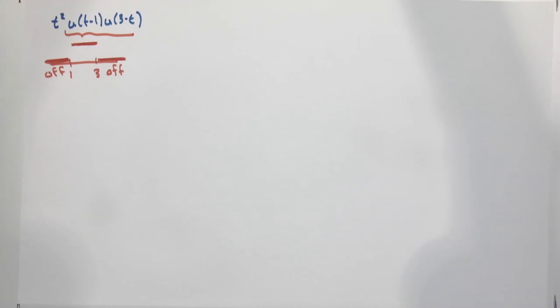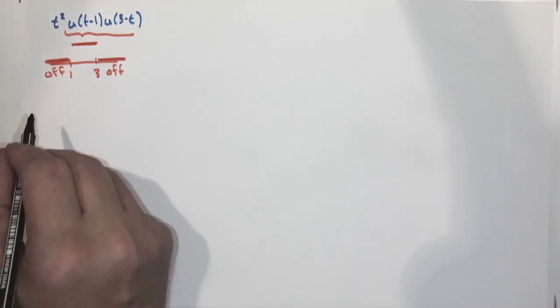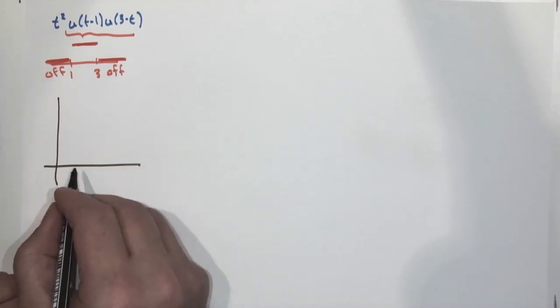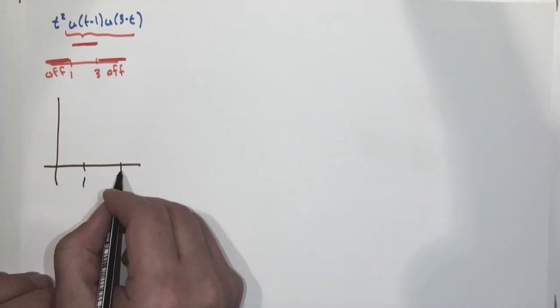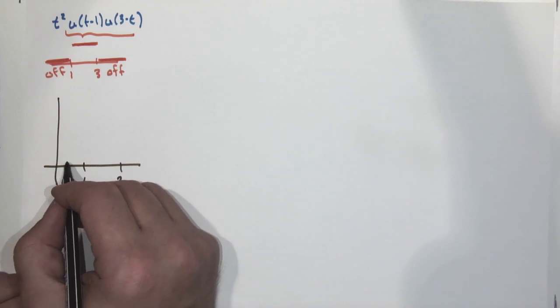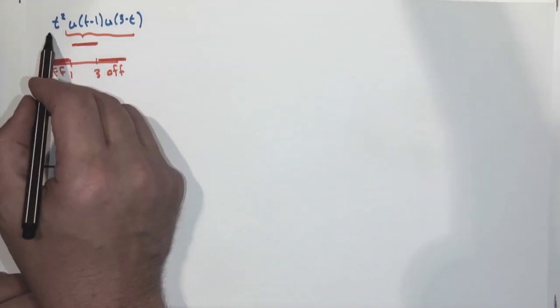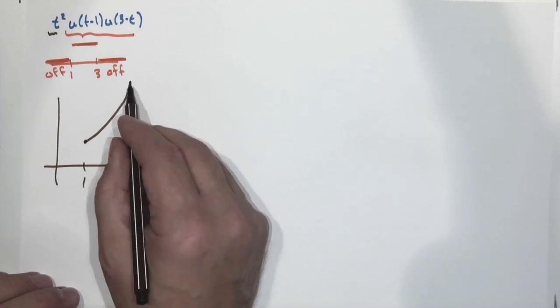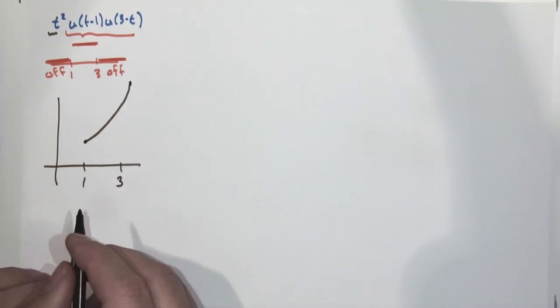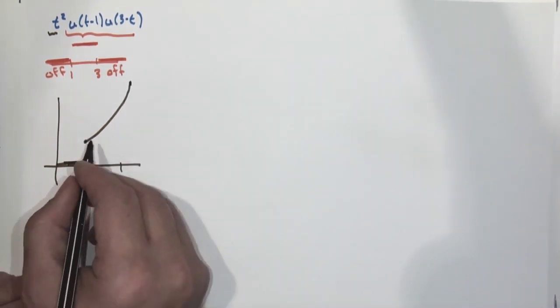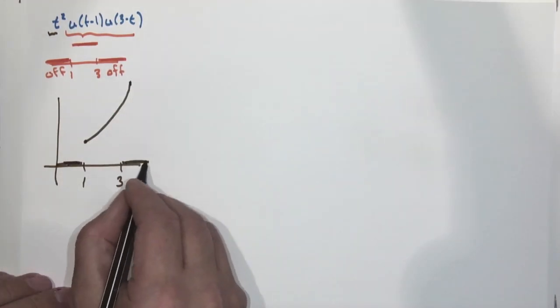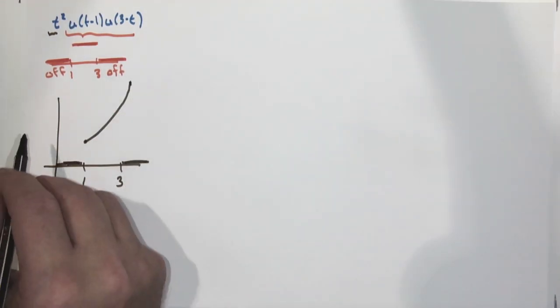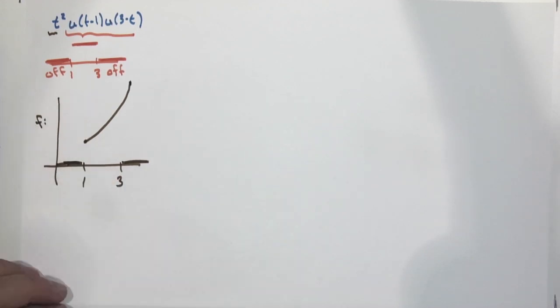So what's going on? Well, it's basically saying that this function here is the function that is the t squared, so it's just doing this, between 1 and 3. But otherwise it's 0. So it's 0, it looks like t squared, it's 0. So this is our function. And we're trying to take the Laplace transform of it.